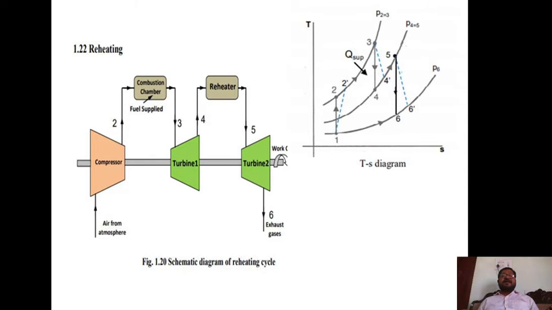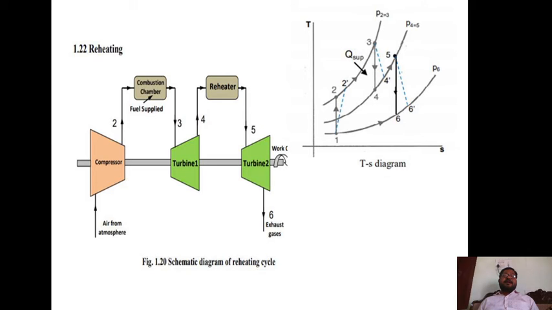They are synchronized to the same shaft. These two turbines are developing some total work. In that total work, some part of the work is absorbed by the compressor. The compressor is work absorbing, because to compress the inlet air we need some energy. That energy is utilized from the work developed by the turbine.